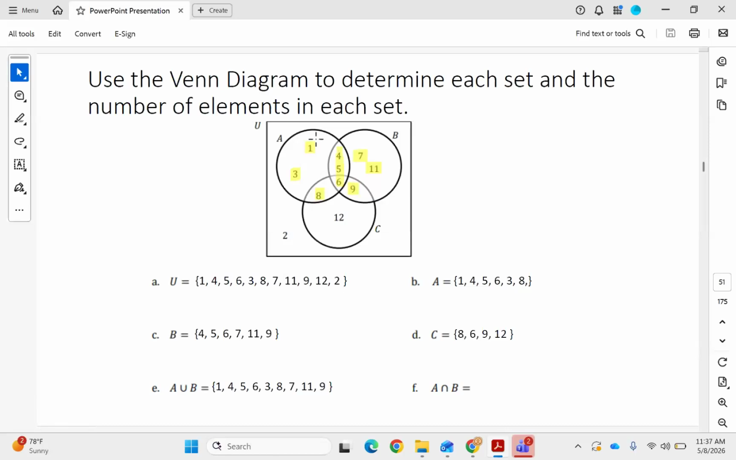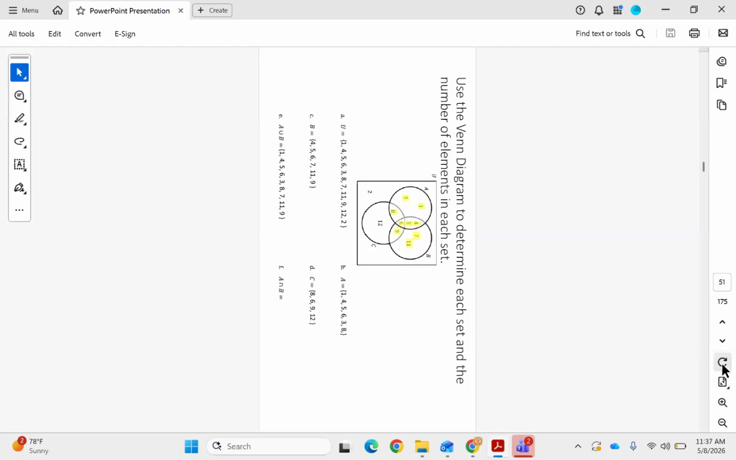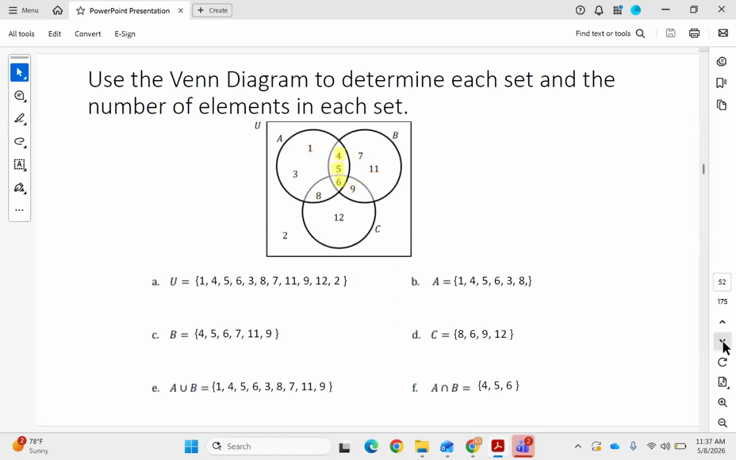The union of A union B would be the numbers that are in the sum of both areas. So you can see basically everything that was in A and adding 7, 11, and 9. And the intersection of A and B, wow, I don't know. I apologize about that. The intersection is actually the ones that are here, 4, 5, and 6. Remember, the intersection basically is the ones that are in both, the common elements. So this is 4, 5, and 6.